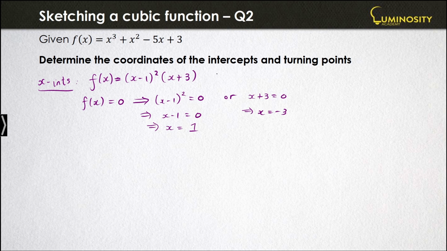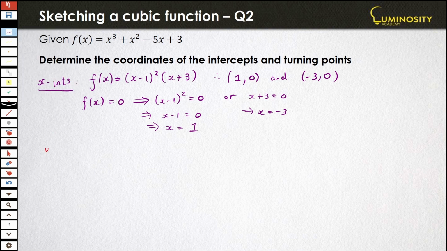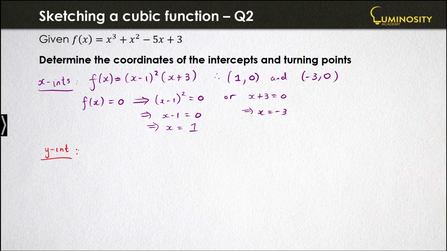So the x-intercepts are at (1, 0) and at (negative 3, 0). So those are your two x-intercepts. For the y-intercept, well, you now substitute x equals 0. So for the y-intercept, you're going to put f of 0. And we saw that when you put 0, you're going to get 0, 0, 0, and just be left with 3. So therefore it is (0, 3). Okay, so those are all the intercepts.